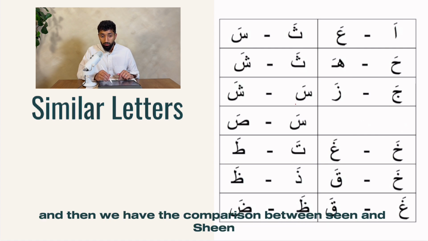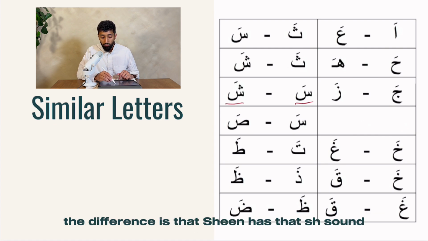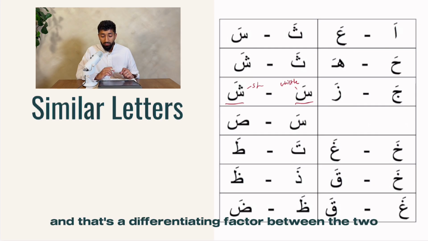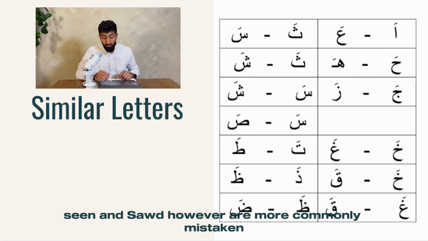And then we have the comparison between sin and sheen. The difference is that sheen has that SH sound, while sin has that whistle. Again, sheen should not have the whistle, and that's a differentiating factor between the two. Sin and Sad, however, are more commonly mistaken.